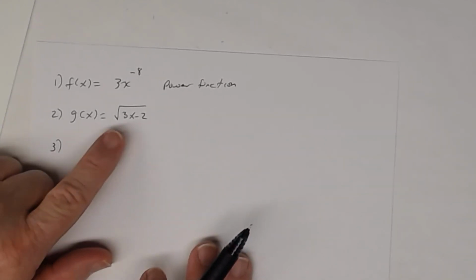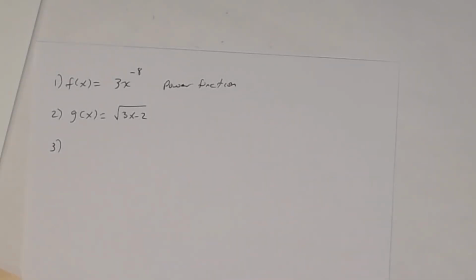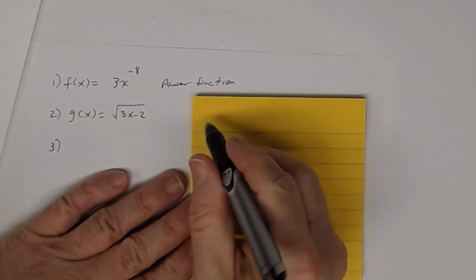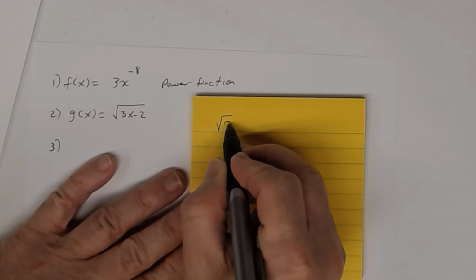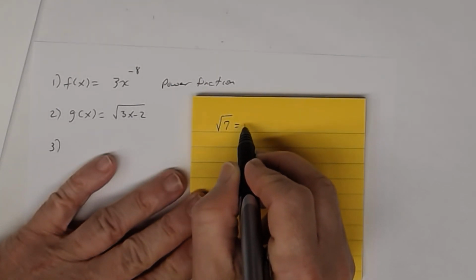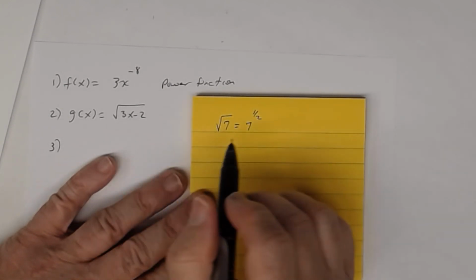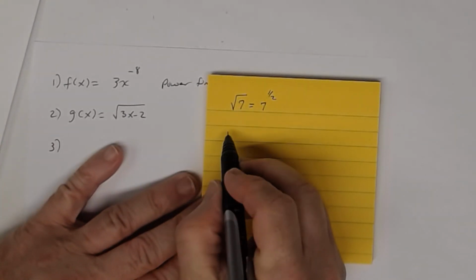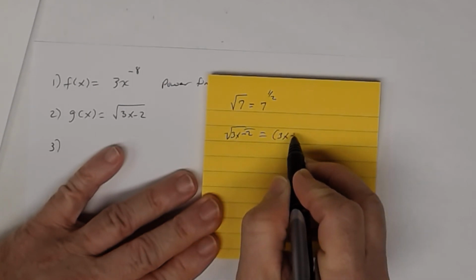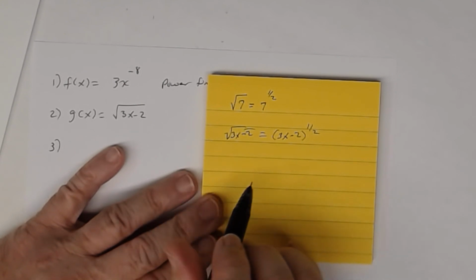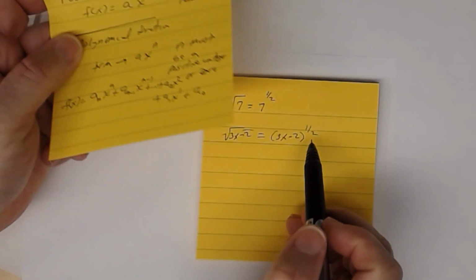Now number 2 confuses some students sometimes because we know this: if you have, let's say, the square root of 7, I can write the square root of 7 as a rational exponent, 7 to the 1/2. And so the square root of 3x minus 2, I can write as 3x minus 2 to the 1/2 power. We know that in a power function, the exponent can be any real number. Well, 1/2 is a real number.